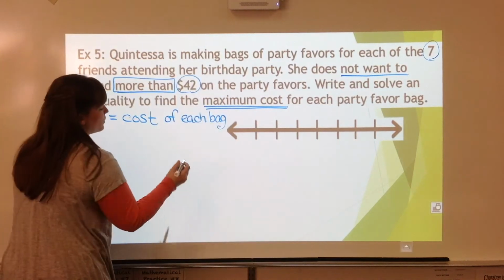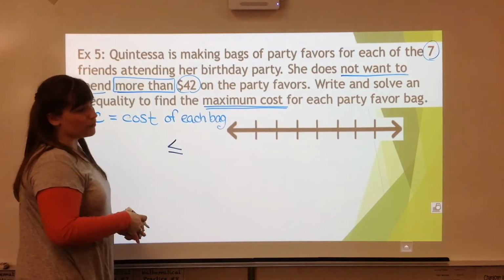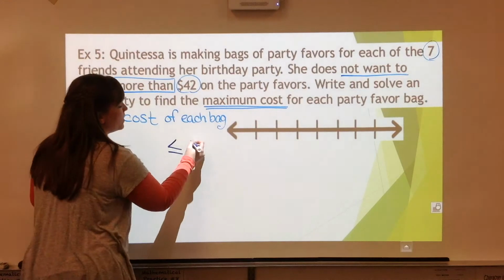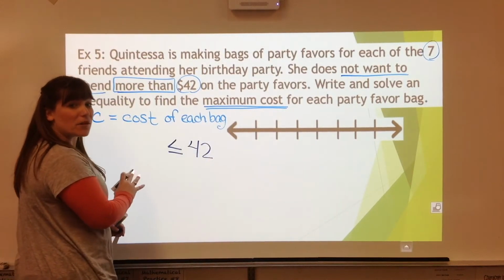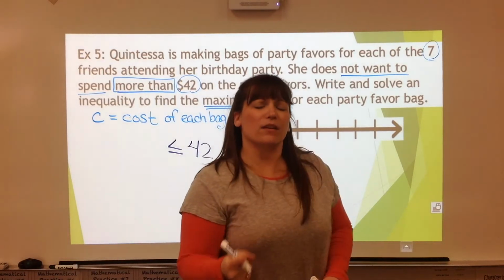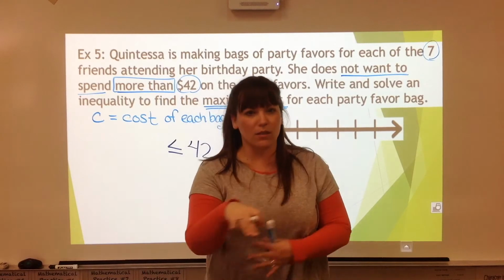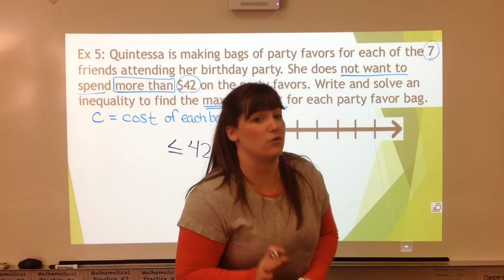So let's start to build this inequality. We know that it's got to be less than or equal to. What's the maximum? Is that $42. I'm going to put that on the right so that I can put my variable on the left. It's easier for us to think about inequalities when we have the variable first. Obviously, we can switch it around, but then you have to be careful about your inequality symbol that you use.